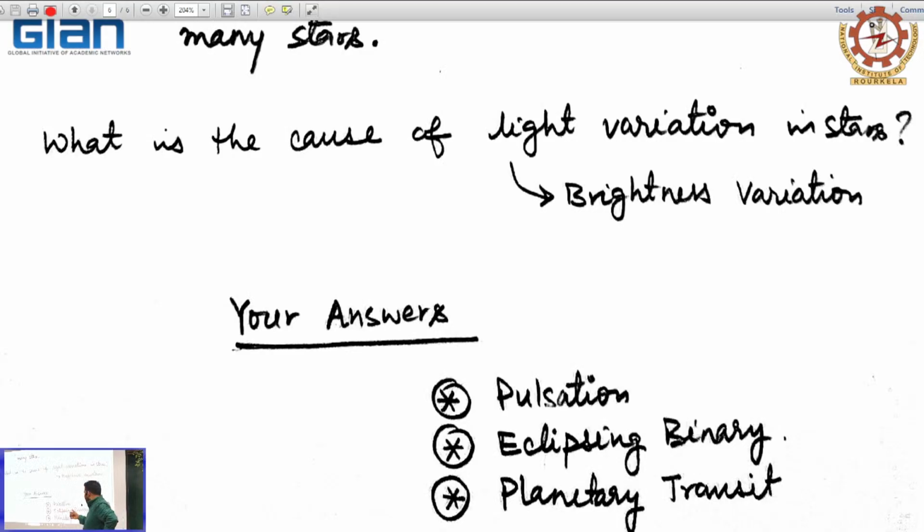What about the planetary transit? What will happen in the case of planetary transit? Yes. So again, if the planet is exactly in your line of sight, and if it can block a certain amount of light which is coming from the star, you will see the dip in your light. Okay. Can you think about any other possibility?